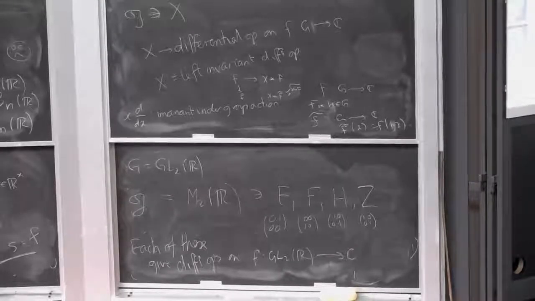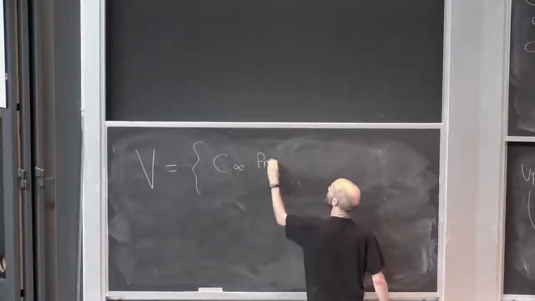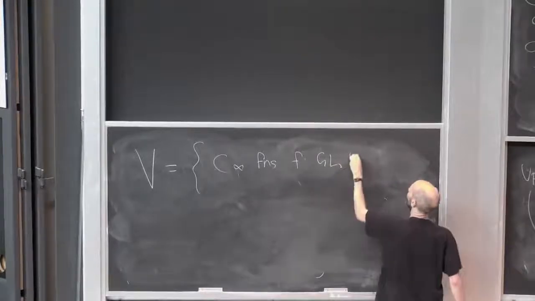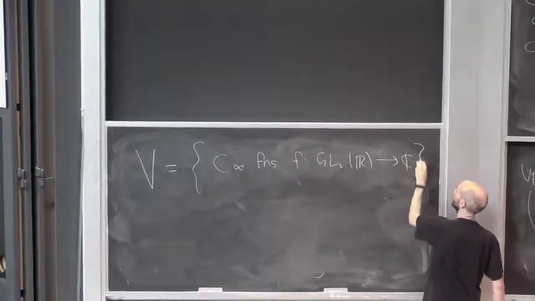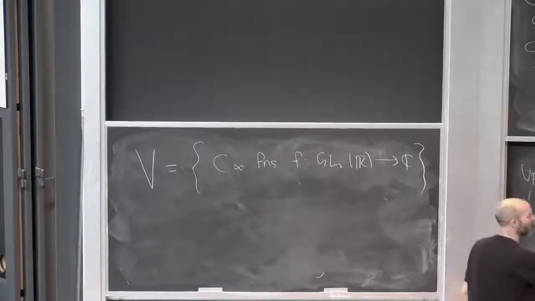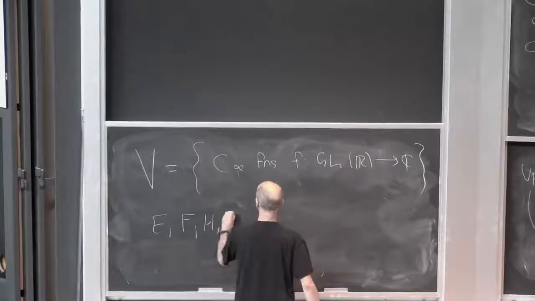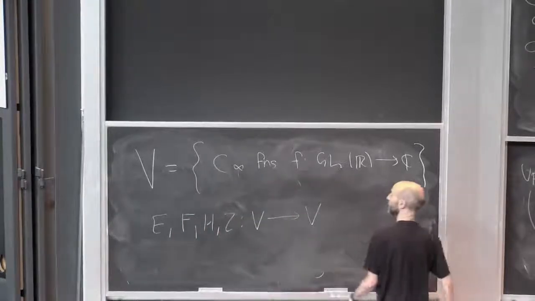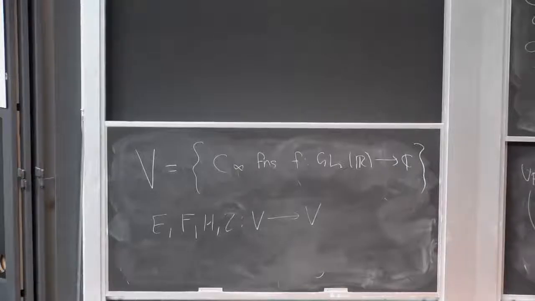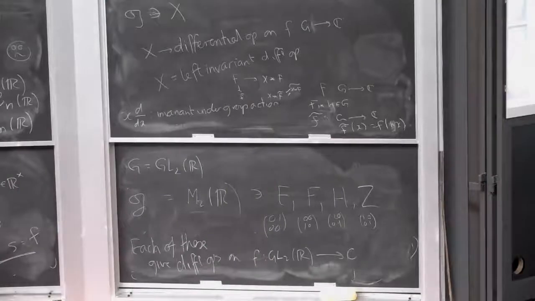So all of these. Right, so what's going on here? Why don't I just let V be all the C infinity functions F from GL2 of R to the complexes, okay? There's a perfectly good vector space, and now these differential operators E, F, H, and Z are all maps from V to V, right? And they don't commute. They're awful. These maps do not commute.